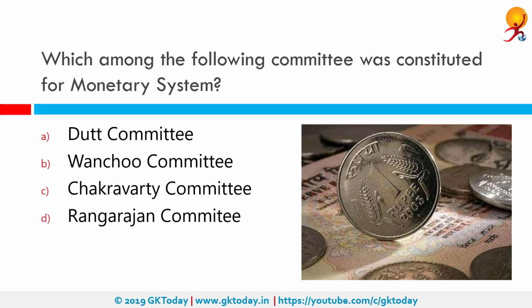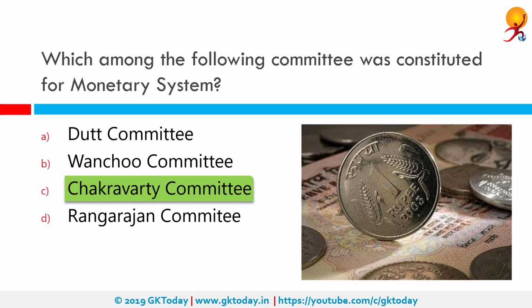Which among the following committees was constituted for the monetary system? The correct answer is Chakravarty Committee. The Sukhamoy Chakravarty Committee was formed in December 1982 under the chairmanship of Professor Sukhamoy Chakravarty to assess the functioning of the Indian monetary system. Its goal was to improve monetary regulation, which it was hoped would enable price stability.